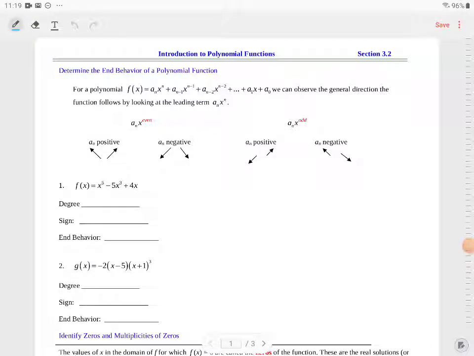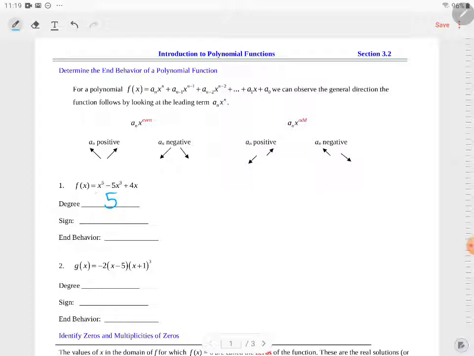This lesson is on polynomial functions. First, we're going to talk about the degree. So if we have the function written as number 1, f of x equals x to the 5th plus 5x to the 3rd plus 4x, here the degree is the largest exponent. So this is degree 5.